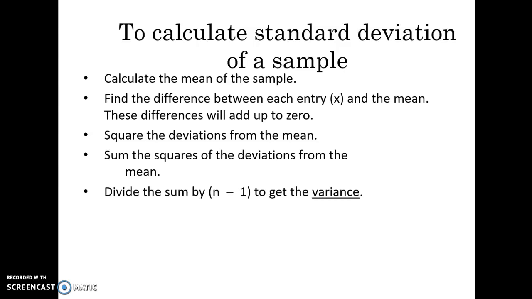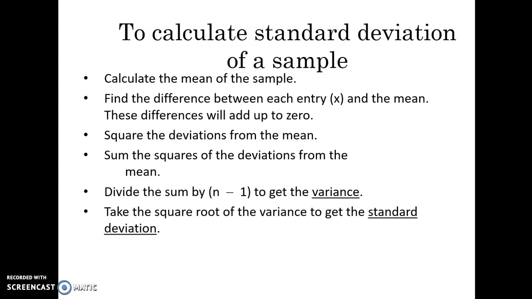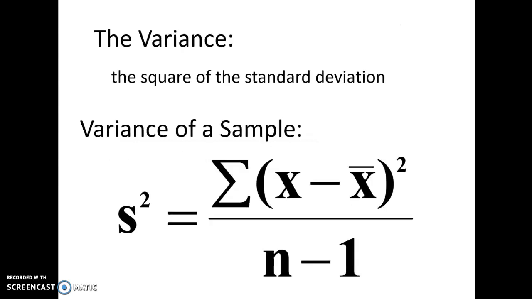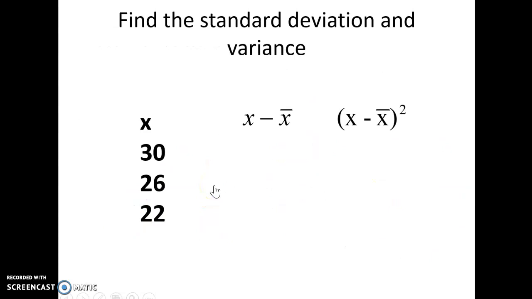In terms of symbols, s squared is variance. s is standard deviation. If you find standard deviation by hand, you've already found the variance. And then you take the square root to find standard deviation. So again, there's the variance formula. Notice the difference. It's s squared, and there's no square root. So there's your difference between those.